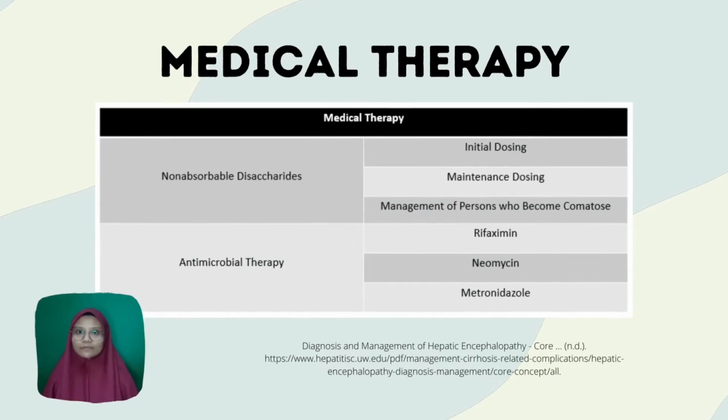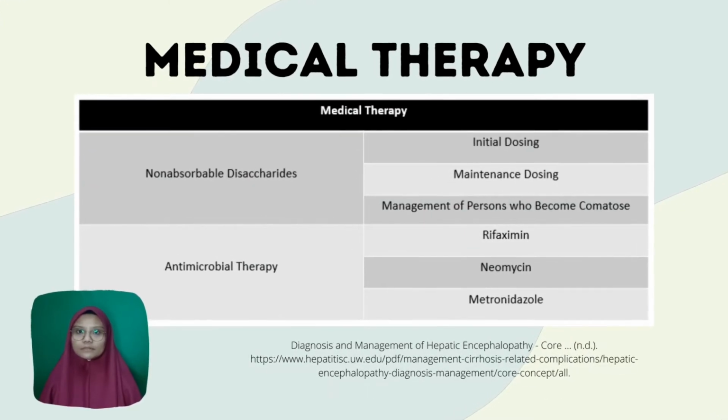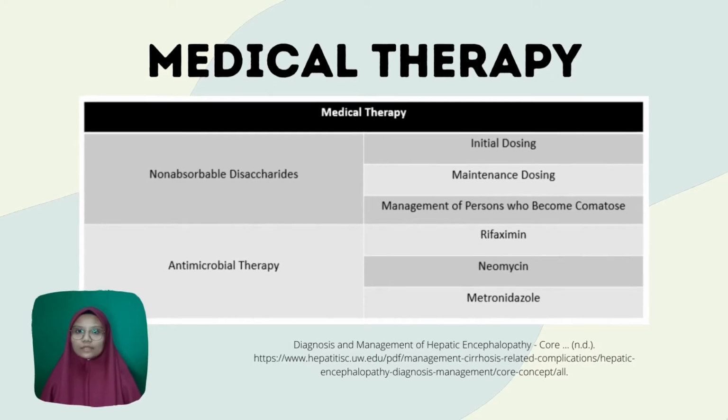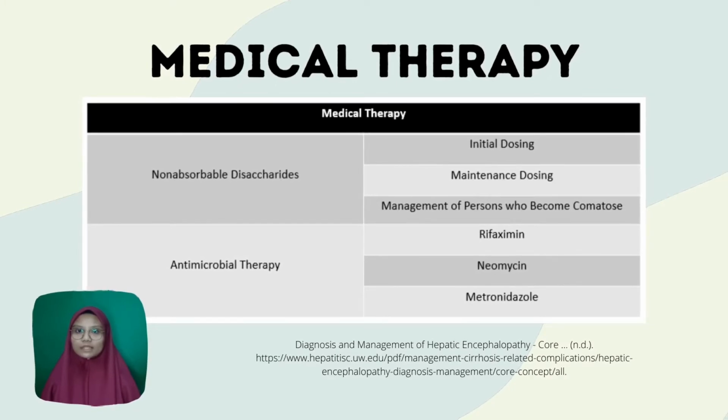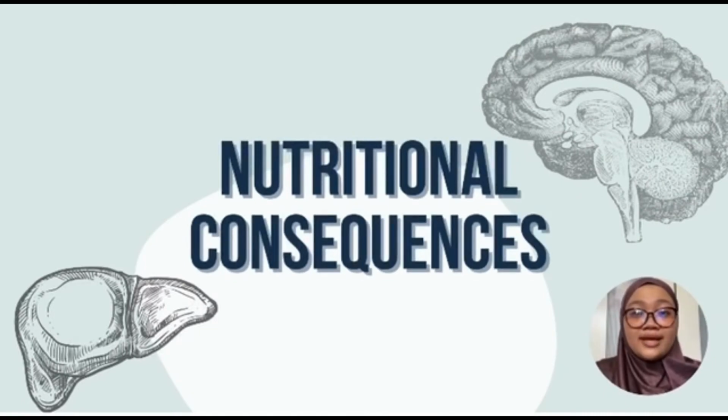According to an article that I have read, the medical therapy used is basically a non-absorbable disaccharide. The stages are divided into three. Firstly, initial dosing, next maintenance dosing, and lastly management of persons who become comatose. Other than that, antimicrobial therapy to alter the gut microbiota is used to create a more favorable microbiome that results in lower endogenous bacterial production of ammonia. Rifaximin is now the preferred antimicrobial agent for the treatment of overt hepatic encephalopathy. Other than that are neomycin and metronidazole.